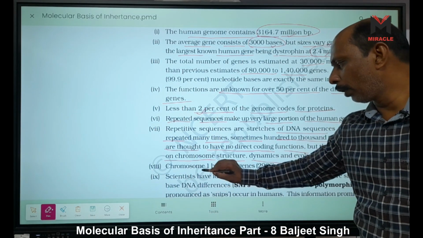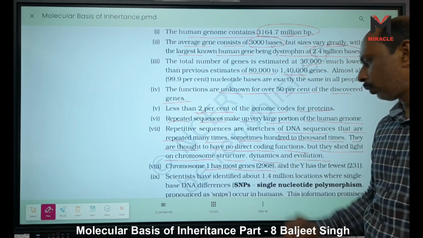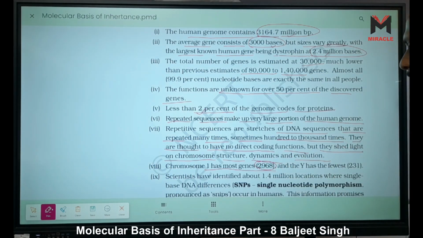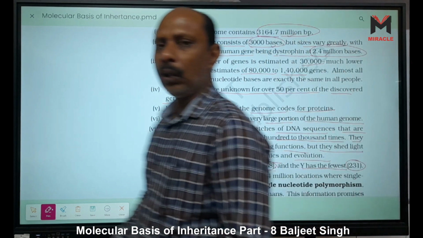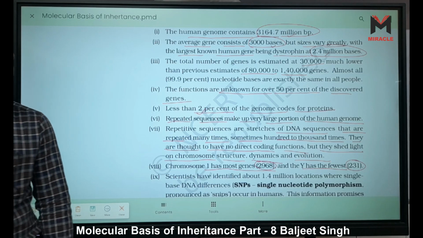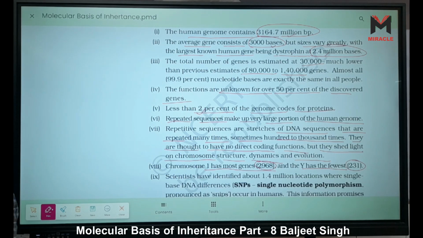Eighth: chromosome one has the most genes, meaning the maximum number of genes is present in chromosome first. What is the number of genes? It is 2968. And why does the Y have the fewest genes? It contains only 231 genes, right? So the largest chromosome is chromosome first, which contains 2968 genes, and the smallest one is our Y, which has the fewest, only 231 genes, right?